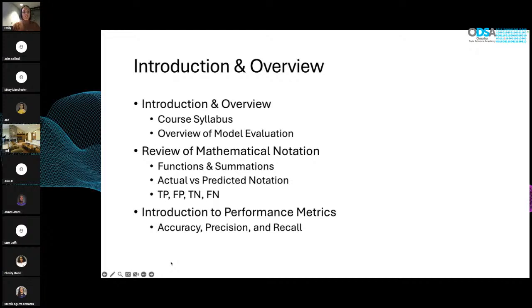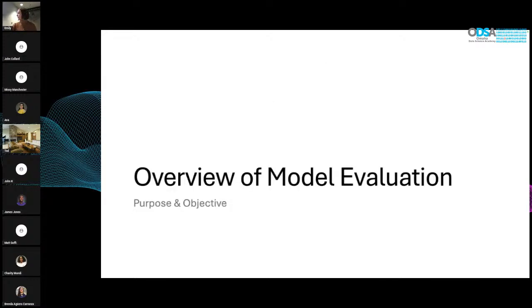Oh, this is just our schedule. So what we're going to talk about here is we already went through the course syllabus. We're going to touch on an overview of the model eval. Then we're going to dive into mathematical notation, and then some introduction to those first performance metrics: accuracy, precision, and recall, which we're going to continue to build on Wednesday. So if there's a focus, I would say definitely understand those.